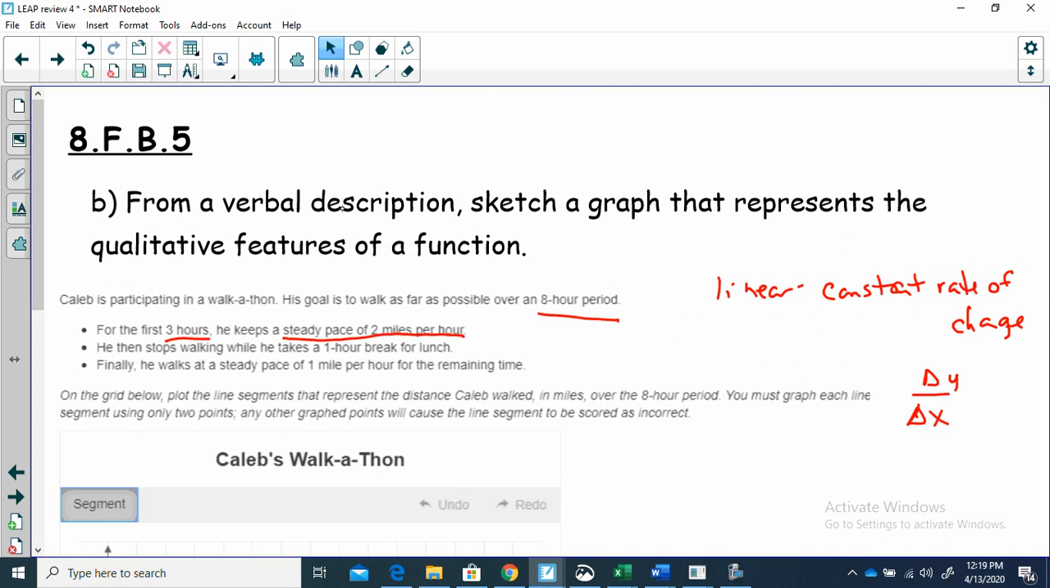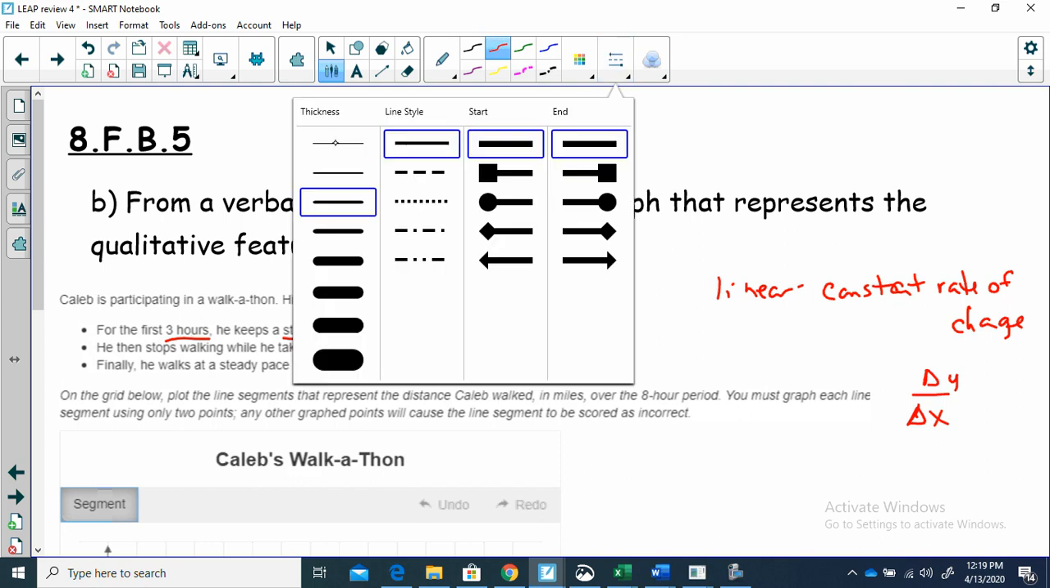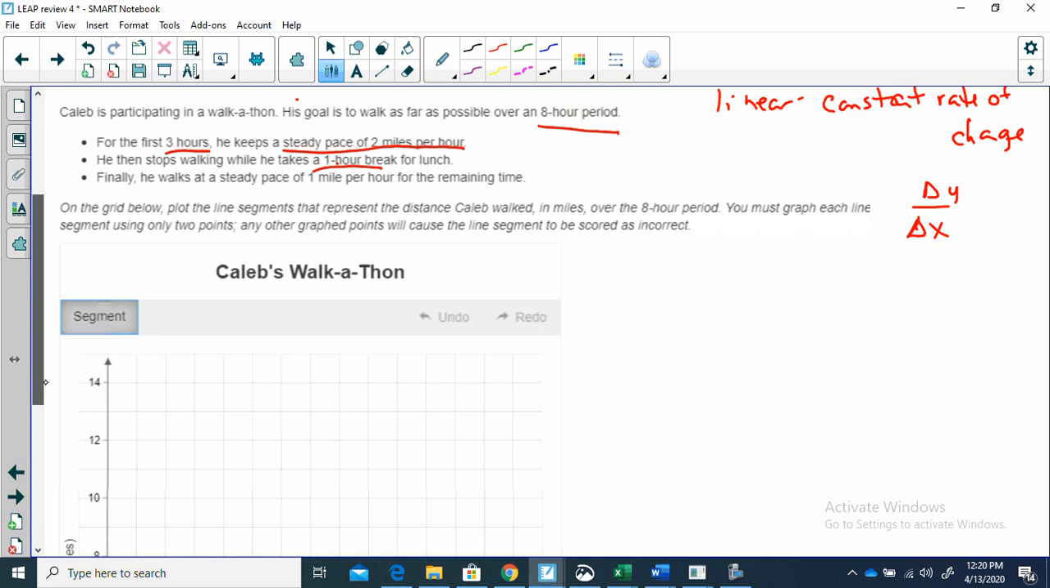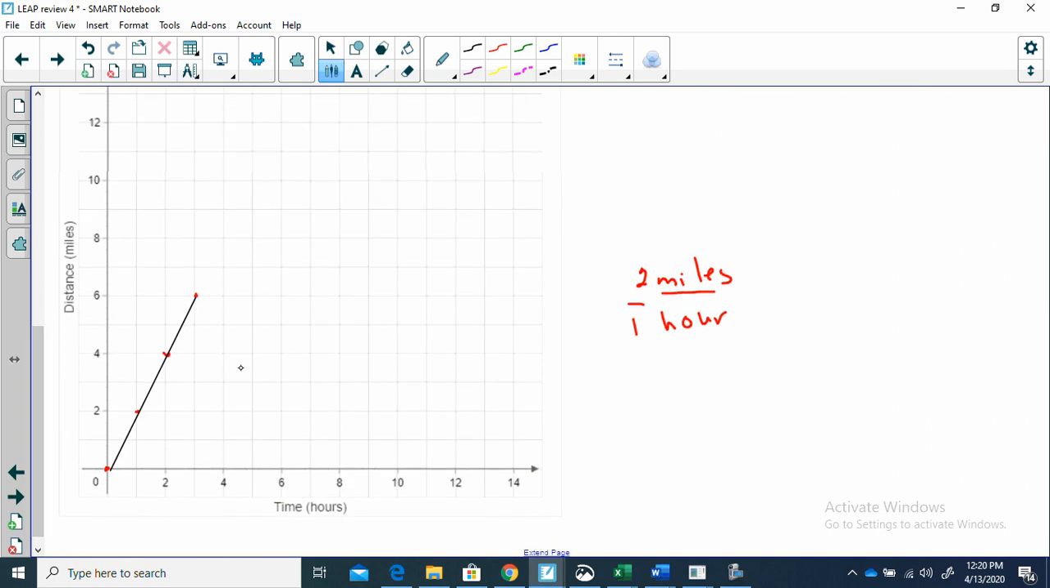He then stops walking while he takes a 1 hour break for lunch. So he's going to have a 1 hour break for lunch. He's not going to go any distance at that time frame. No change in distance. He's going to spend 1 hour doing nothing. So 1 hour would be from 3 hours in to 4 hours in. So we got a straight line segment there.